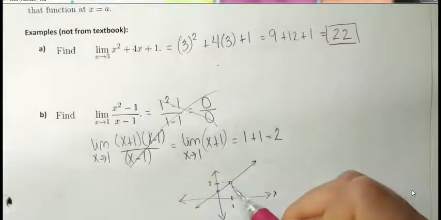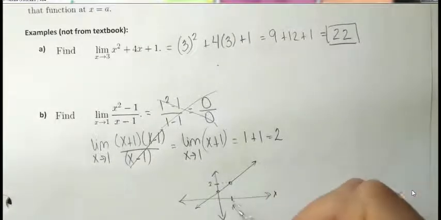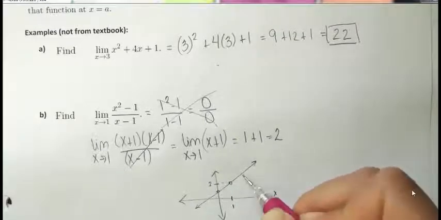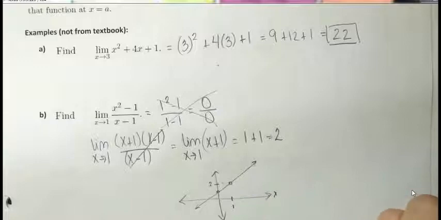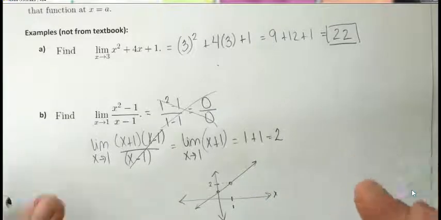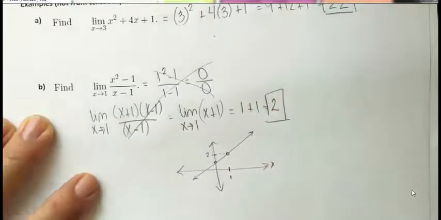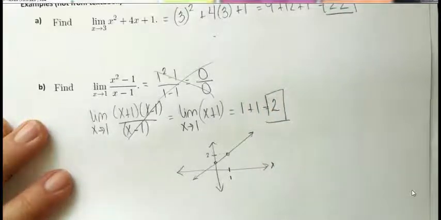There's a hole, okay? But at 1, if I come along this graph from both the left and the right, I'm going to approach an output of 2. So the answer here is 2. And you can double check that on your graphing calculator when you get stuck on these. Sometimes you will.